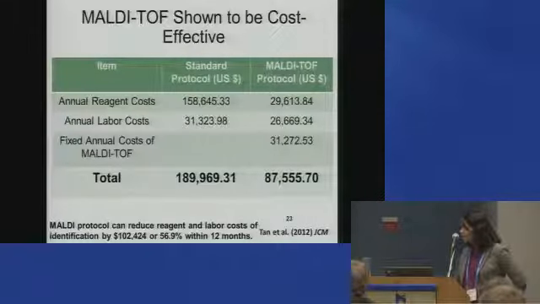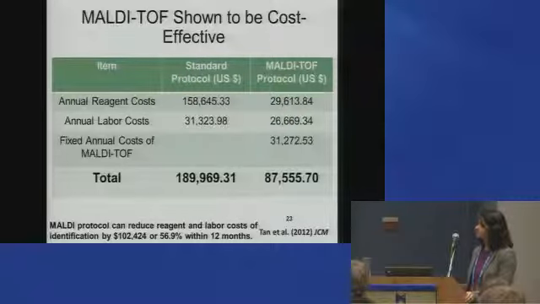And in terms of the cost, to see how cost-effective is MALDI-TOF, here you have your annual reagent costs for your standard protocols that were being used in the lab, and also now compared to your MALDI-TOF protocol. And you can see your annual reagent costs, your annual labor costs, is much lower for MALDI-TOF procedures.